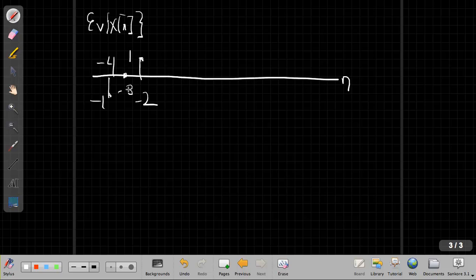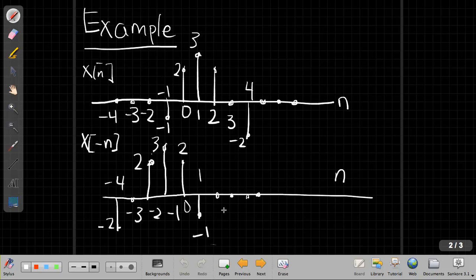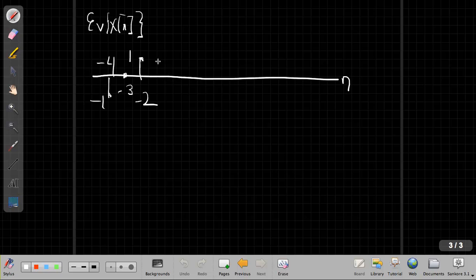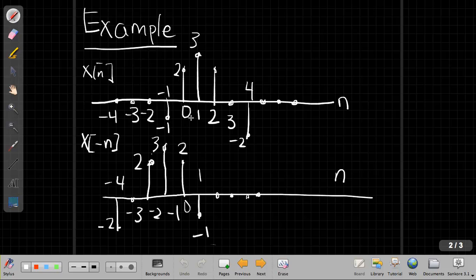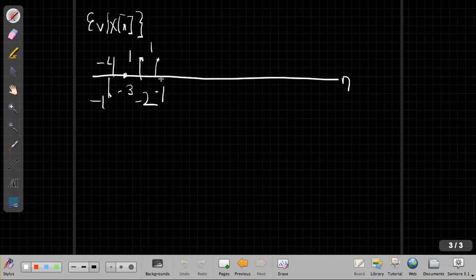This is plus 1. Going back to the previous page, at n equals minus 1, I have 3. And minus 1 is 2, so again that makes, divided in half, 1. At 0, I get 2 plus 2 is 4, divided by 2 is 2. And in fact, for the even part, the 0 sample should never change, because that's the point of symmetry.